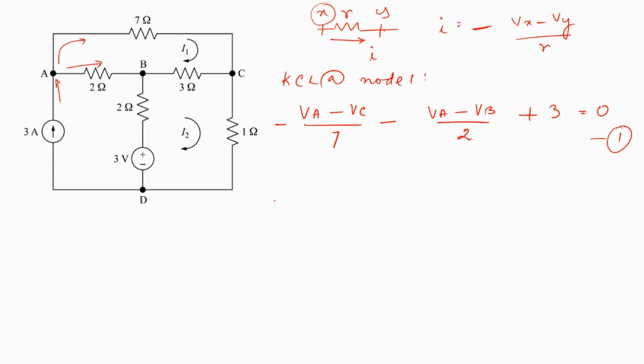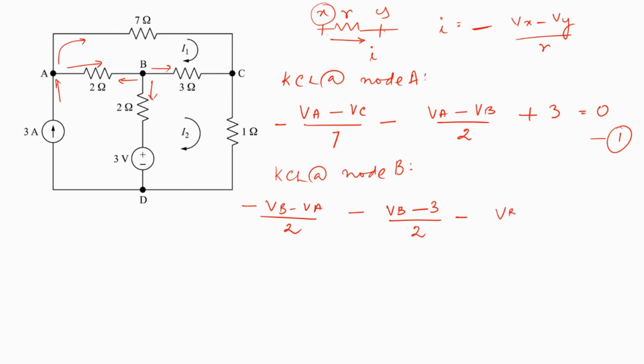The second one is going to be applied at node B. So KCL at the second node, which I will call node B. At node B, let us consider that the currents are moving out, one like that and the other one like that. So these are the three currents. Let's write the KCL equation in terms of the node voltage VB. Minus of (VB minus VA) by 2, minus of (VB minus 3) by 2, because there is a 3 volts voltage source over here, and minus of (VB minus VC) by 3 is equal to 0. This is my second equation.